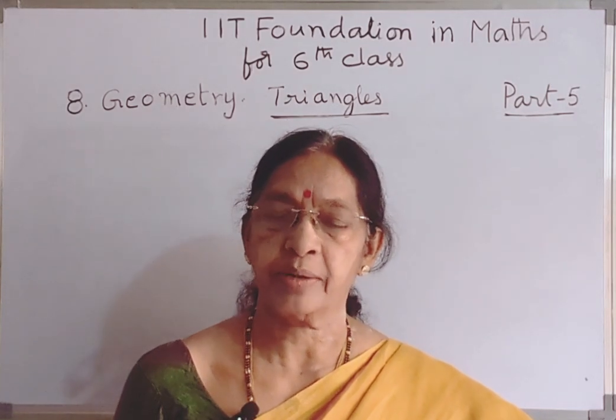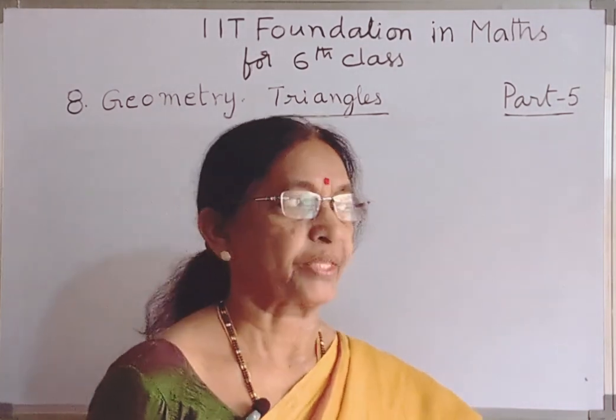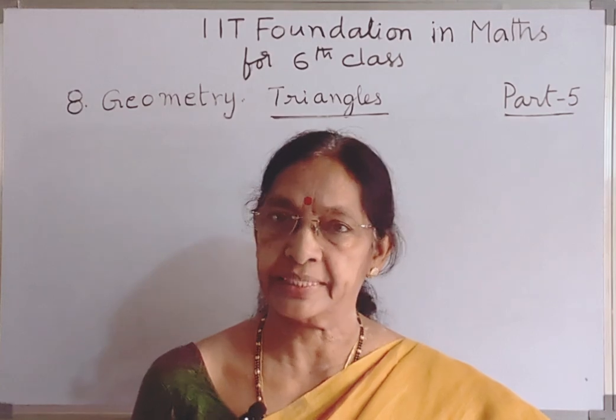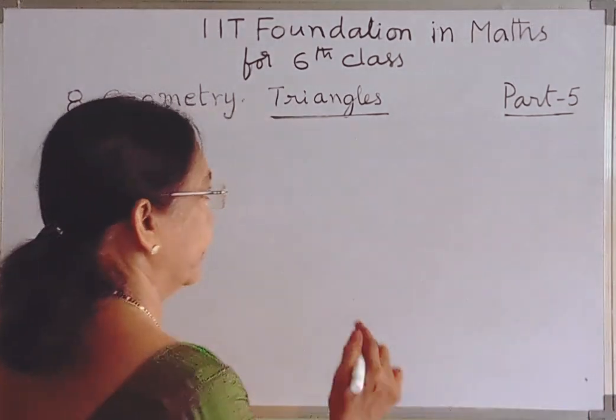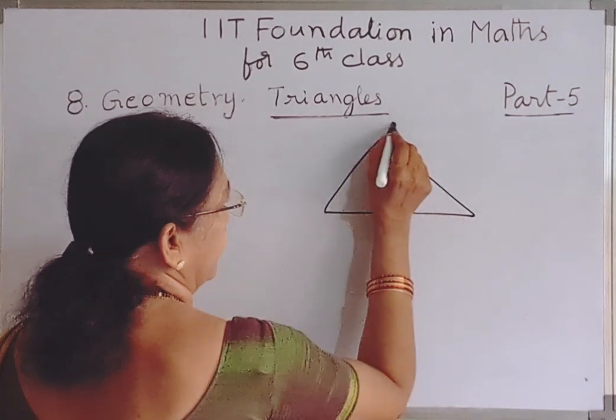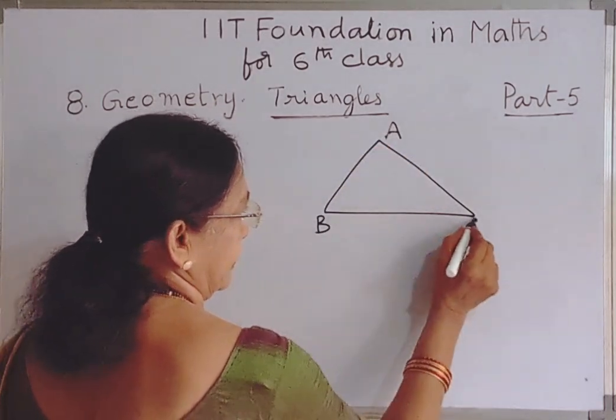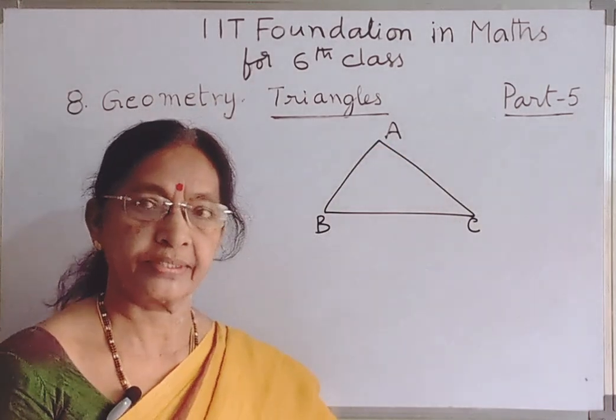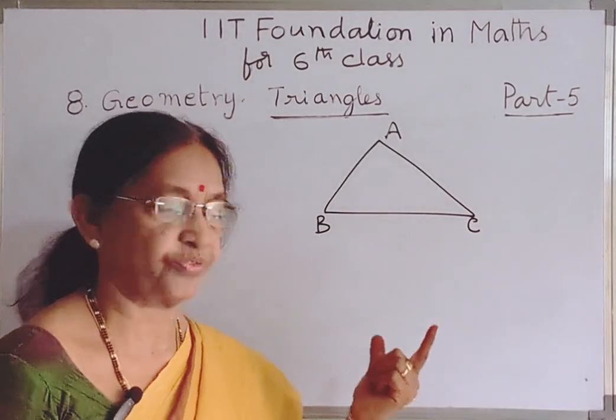Today I will explain about triangles. A triangle is a simple three-sided figure. For example, ABC is a triangle. It is a closed figure.